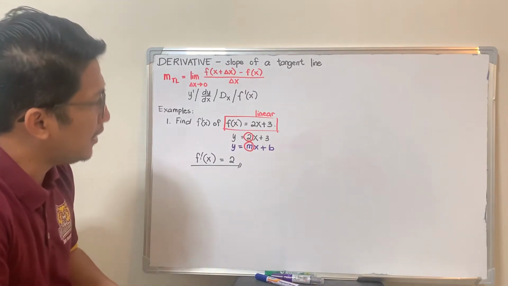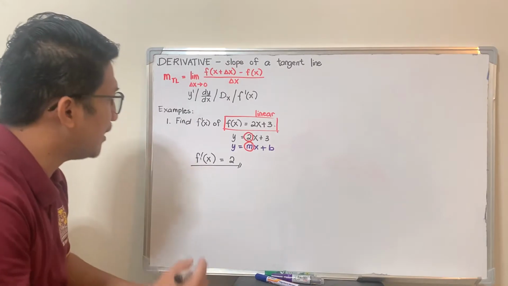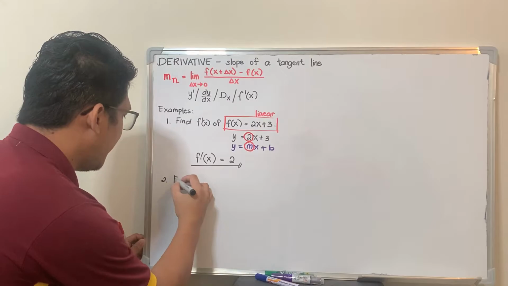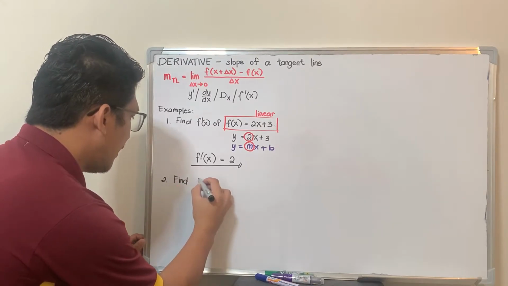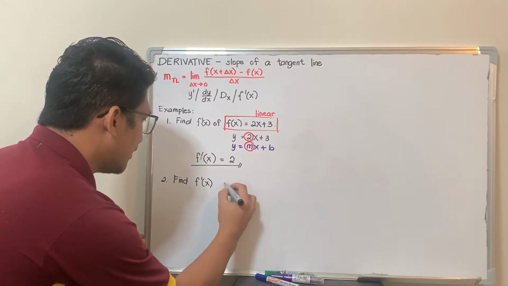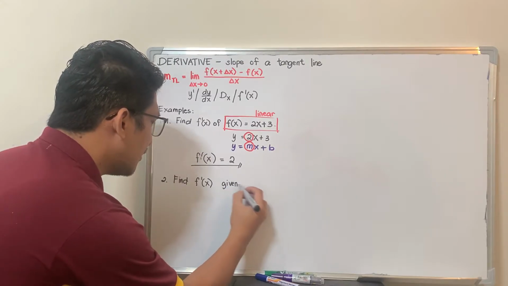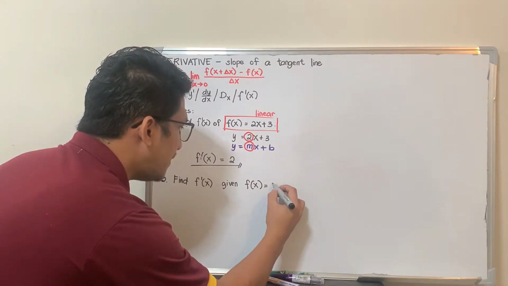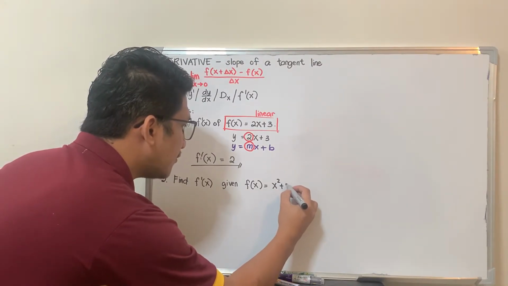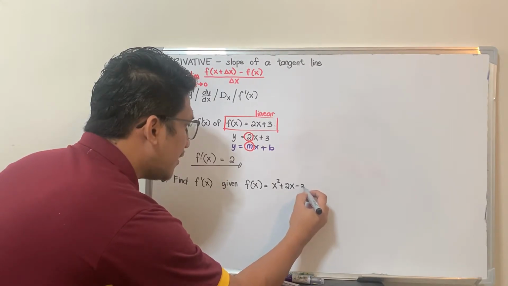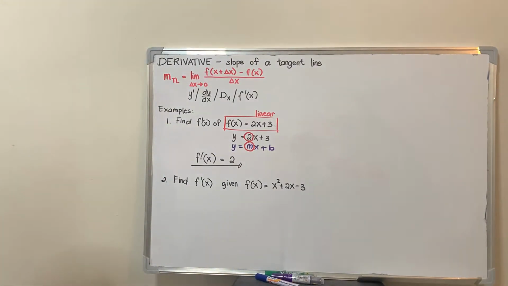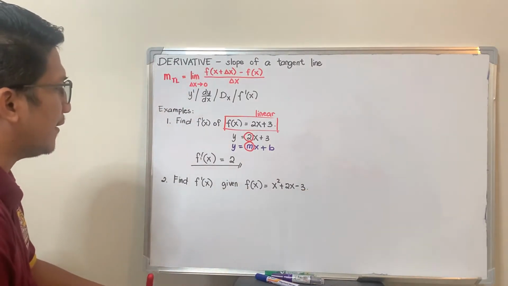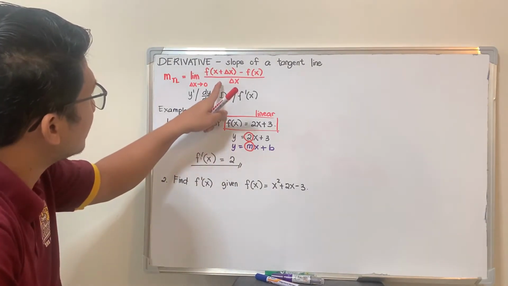So let's have a function that is not linear, so you can better see the concept. Number 2, let's find f prime of x, given f of x equals, let's say, x squared plus 2x minus 3. To solve for f prime, the derivative of this given function, the first thing to do is to apply this concept.